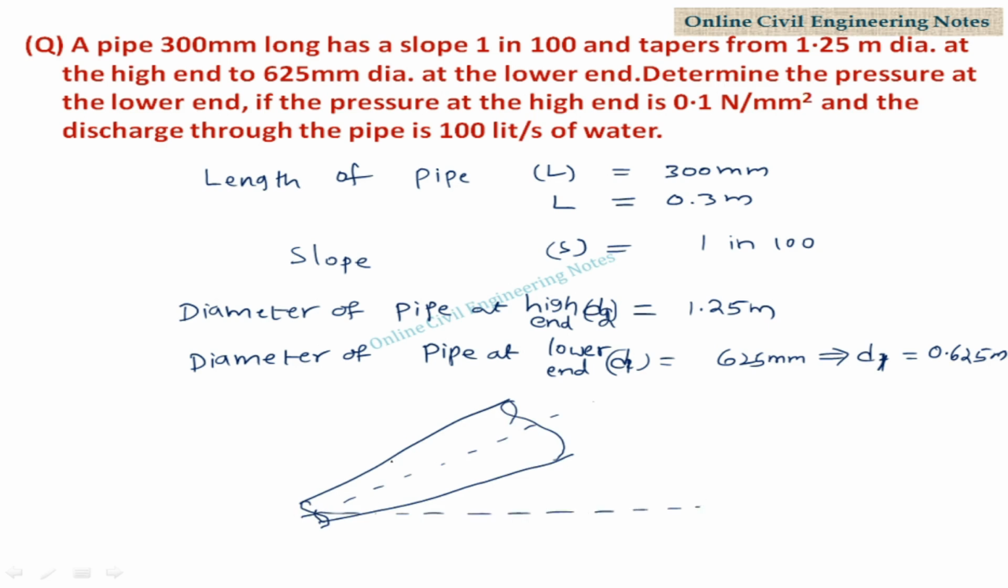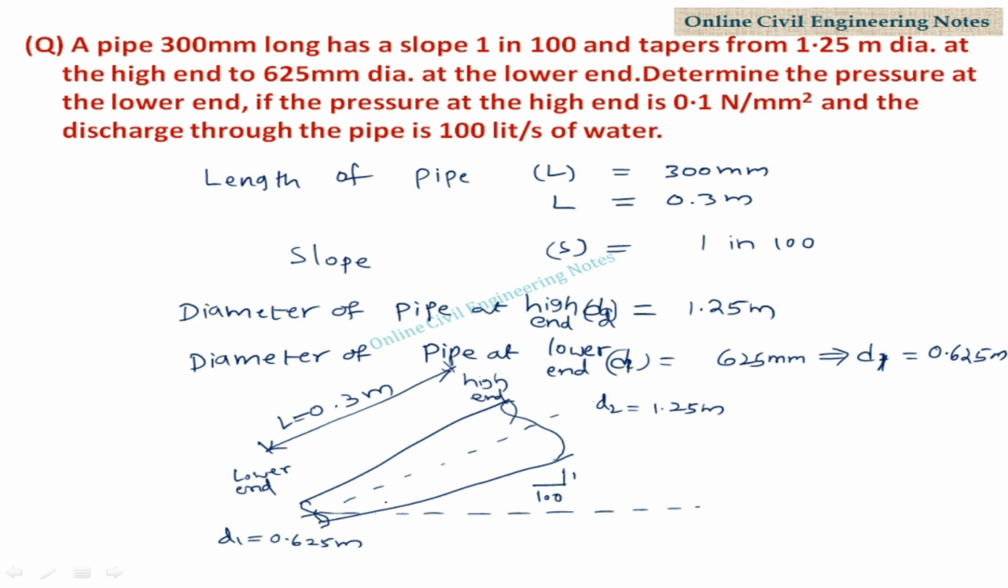See, this is the alignment of the pipe, which is lower end. Diameter at lower end D1 is equal to 0.625 meter. Diameter at higher end D2 is equal to 1.25 meter. Length of the pipe is given, which is 300 mm, that is 0.3 meter. Slope of the pipe given, 1 vertical, 100 horizontal.